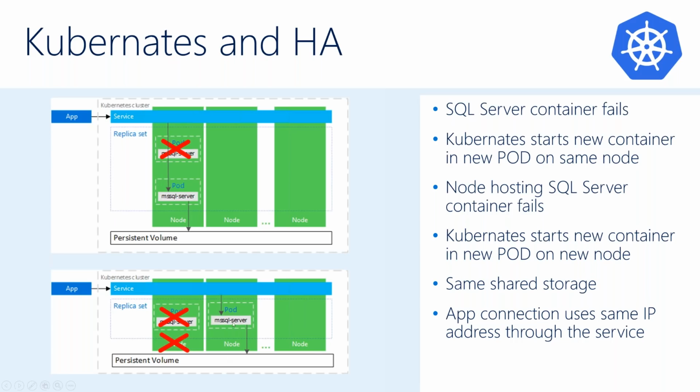Kubernetes supports the ability to instantiate a new SQL Server within the new pod on a new node. And then the app will use the same IP address, kind of like the listener concept, throughout this process. So take a look at our documentation on how to do this. We fully embrace Kubernetes. You're going to see new scenarios we're going to light up using this type of environment.